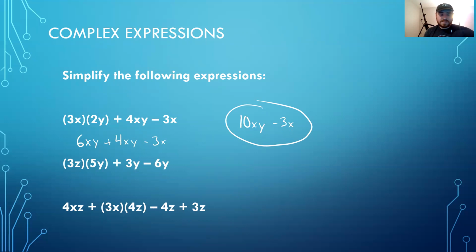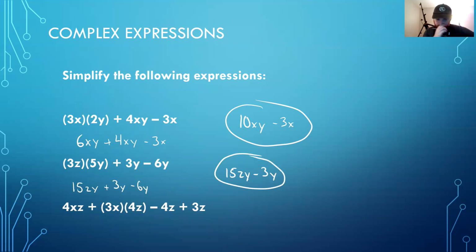On the next one, we have 3z times 5y, that's 15zy, plus 3y minus 6y. For these ones, I'm just bringing it down. Now, looking at this, we can simplify our plus 3y minus 6y. Remember to keep the symbols with them. So we have plus 3 minus 6, that's negative 3. So we should have 15zy minus 3y.